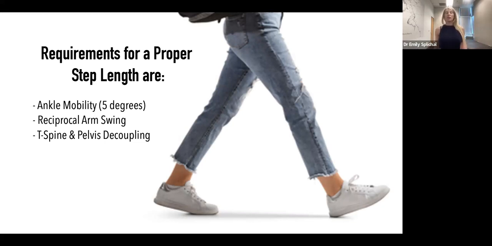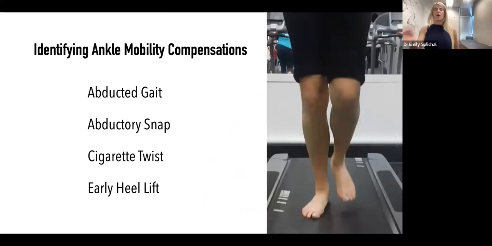We don't swing at our elbows, we swing at the shoulder joints. And then you want to make sure that you have sufficient T-spine and pelvis mobility. So we need to be able to decouple the T-spine and the pelvis. We already went through this as far as our compensation, so make sure you remember those compensations in the late mid stance. That's really where you would absorb it, would be in late mid stance.